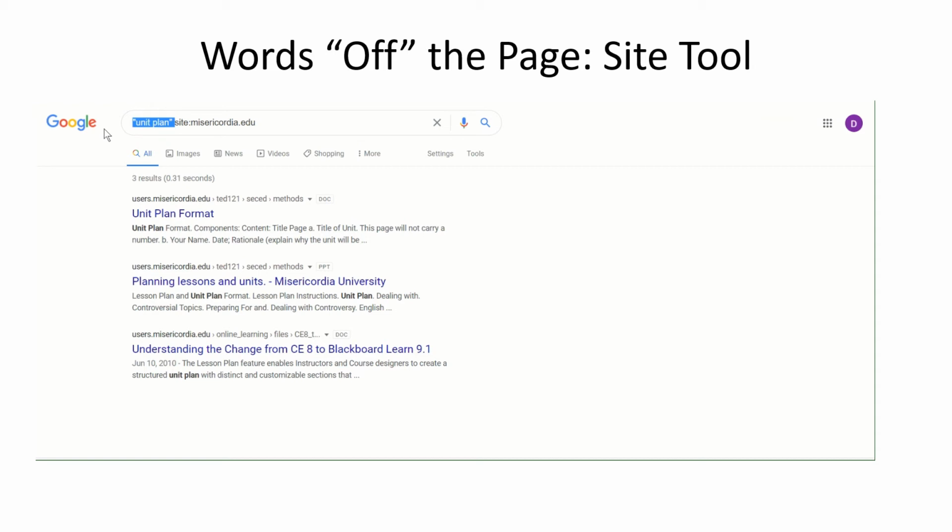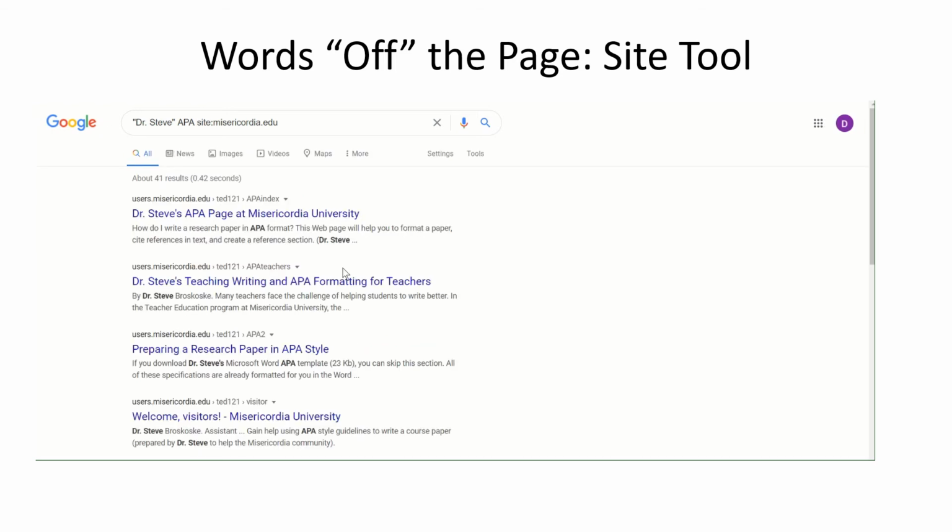One, you've heard that Dr. Steve has some type of site somewhere on Misericordia's website, and something to do with APA. So I'm going to type Dr. Steve because it sounds like that was supposed to be included on the page, and the word APA. Let me search for that. Here it is. The first couple hits, they're all exactly what you want. And here's the APA help page at Misericordia.